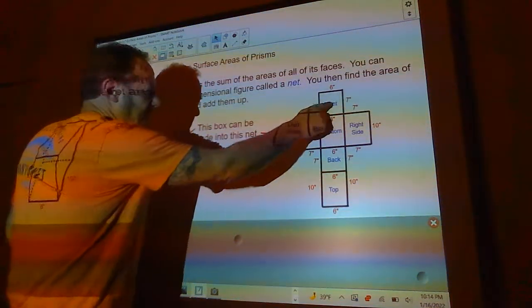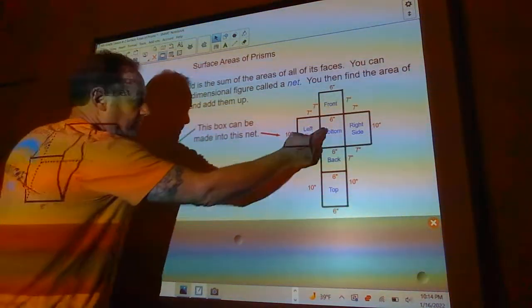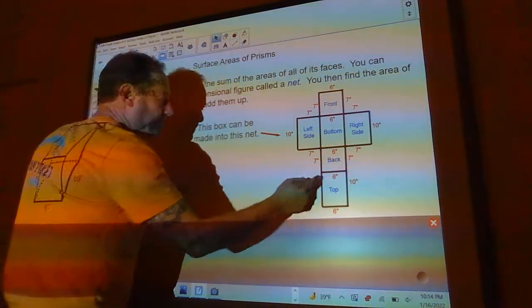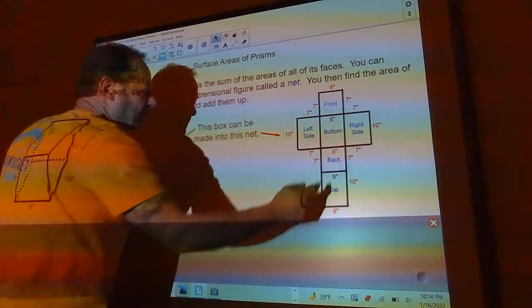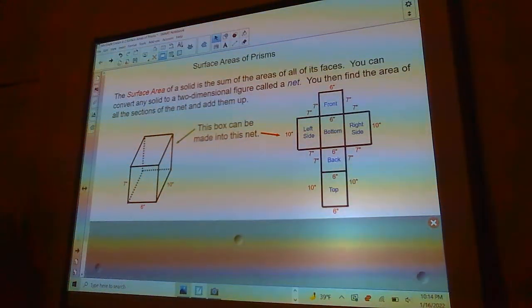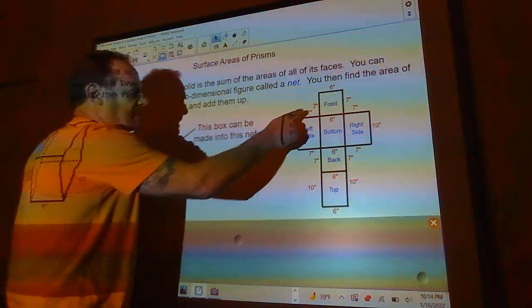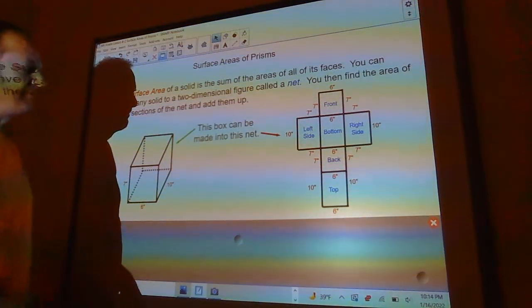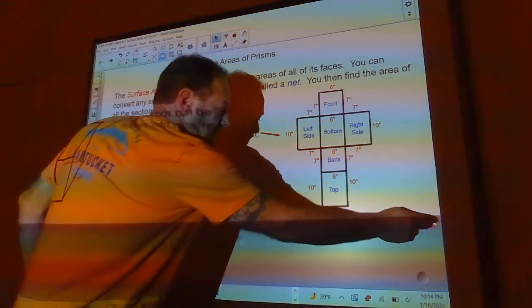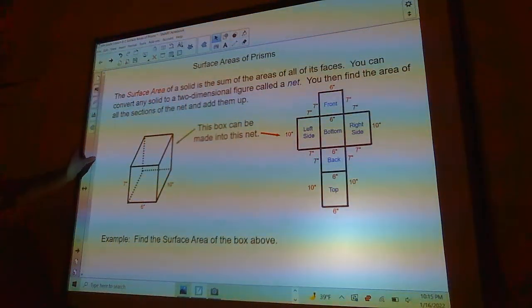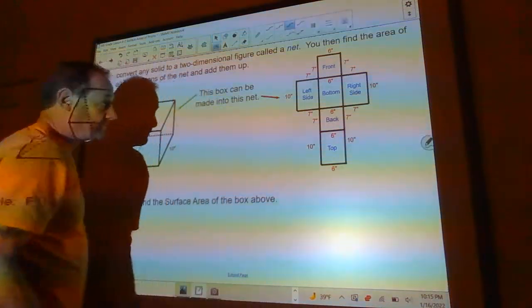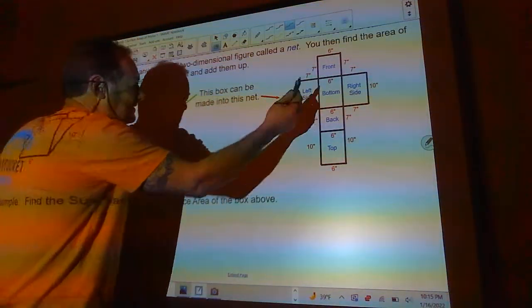So here's my front, there's the bottom, then connected to that would be the back, connected to that would be the top, this would be the left side, that would be the right side. So now all I have to do to find the surface area of this is just find the areas of all of these rectangles and add them up. It's very simple. So that's what we're going to do for our first example, find the surface area of this box above. So this is just one way to do it too.